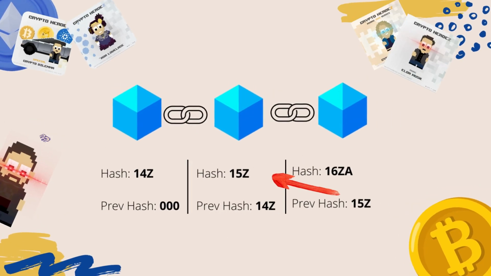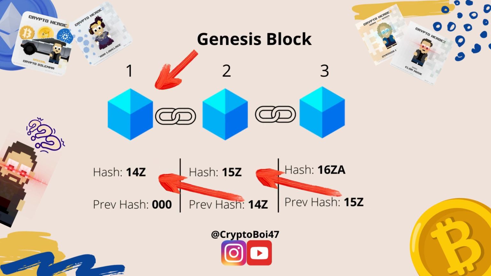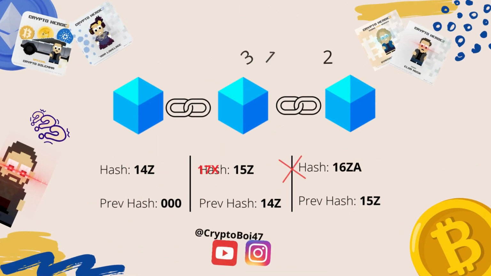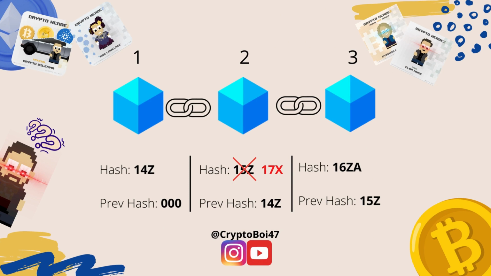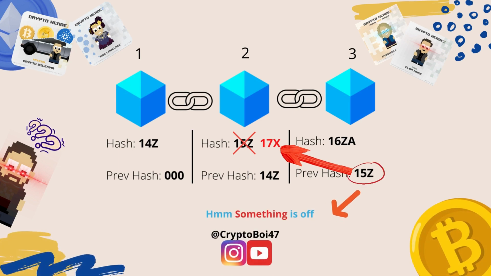So the previous hash of the block number 3 points to the block number 2, and the block number 2 points to block number 1. Now the first block is a bit special because it doesn't point to any previous block, so we call this block as Genesis block. So now let's say we try to tamper with the second block. This will cause the hash of the block to change, and this will cause the block number 3 and all the following blocks to become invalid because they no longer store the same value of the hash of the previous block.